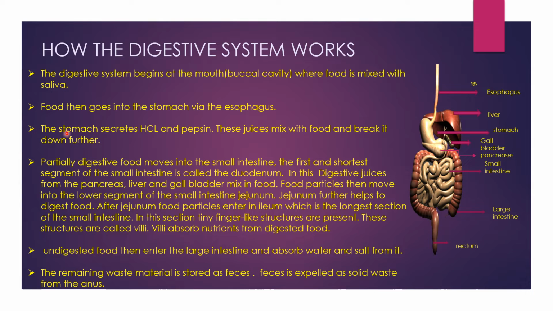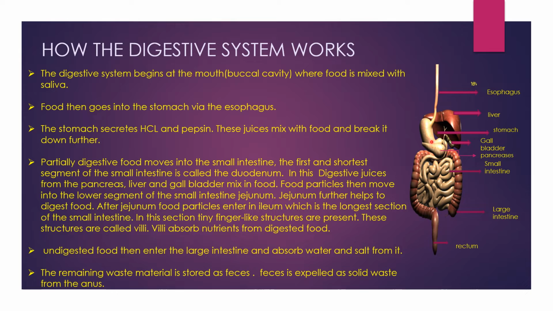The stomach secretes HCl and pepsin. These juices mix with food and break it down further. HCl is hydrochloric acid, and pepsin is a kind of enzyme which helps in the breakdown of protein. After this, partially digested food moves into the small intestine.